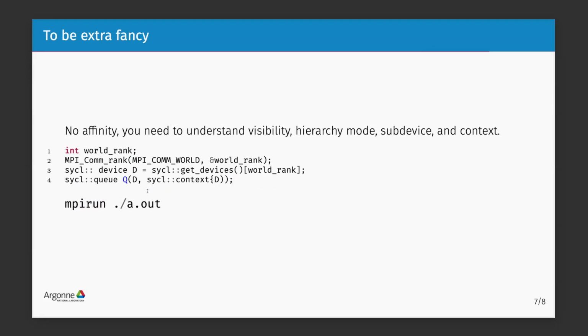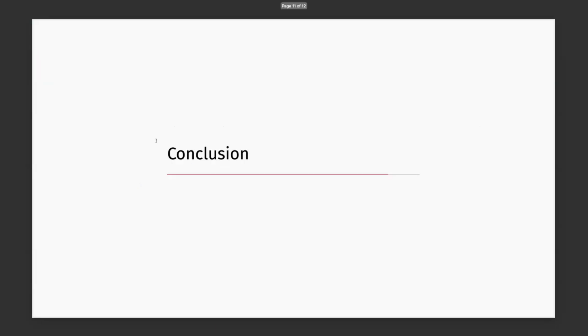You can do something extra fancy if you don't like people setting the affinity from outside. You can take all the devices in your MPI world, round robin between your ranks, and then create a context, but it's far more involved. You need to understand affinity, visibility, flat, sub-device, and all the defaults of the context. So you can do that. It's just a little bit more challenging.